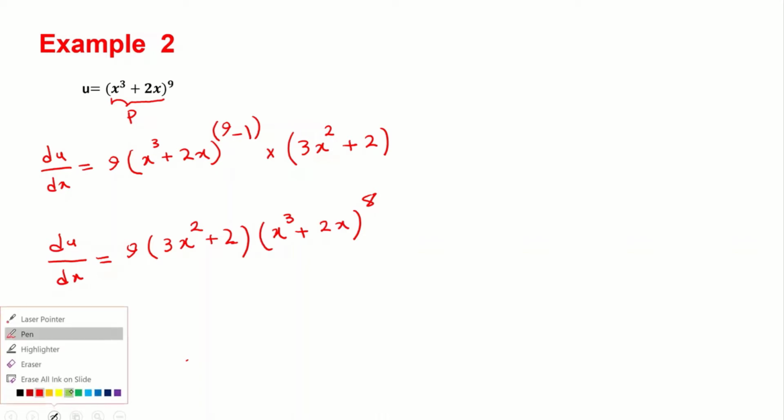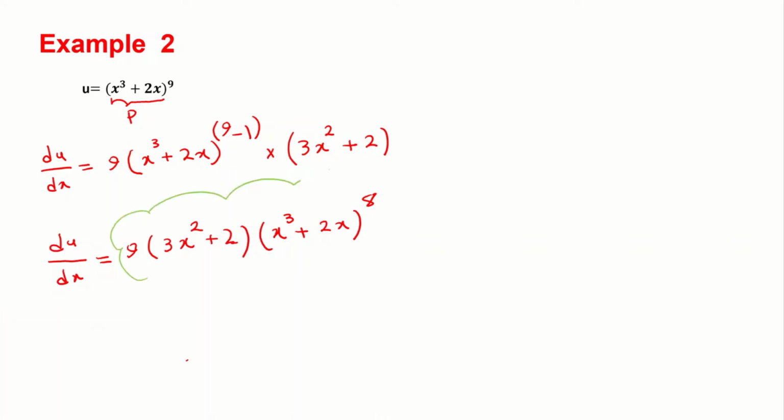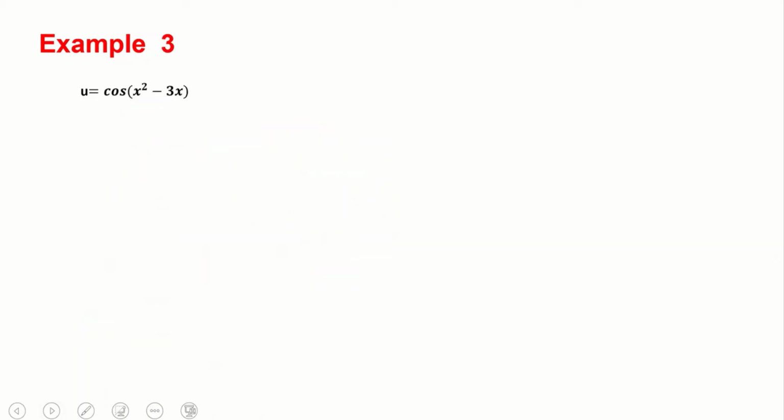As you can see, this is a big function. In some cases you can write u prime or you can write du over dx. Both are correct and common representations for the derivative with respect to x. Now let's look at the other examples that we have.